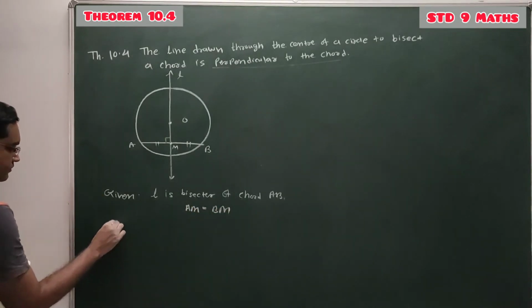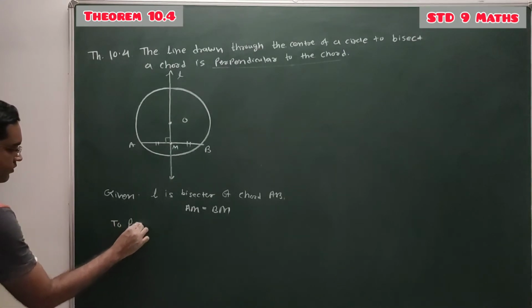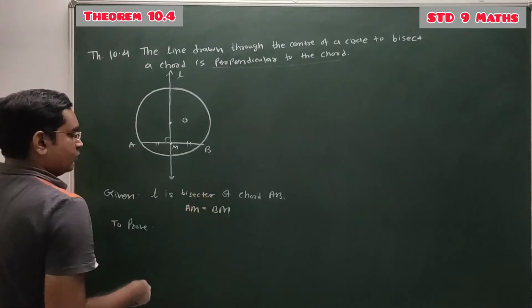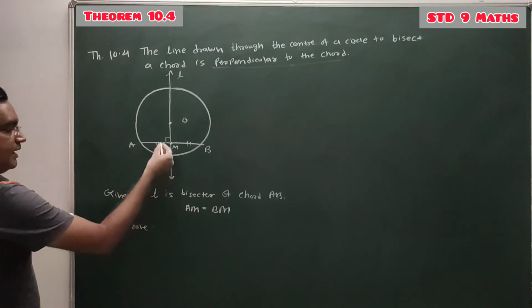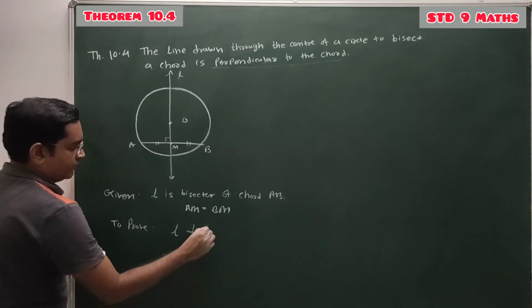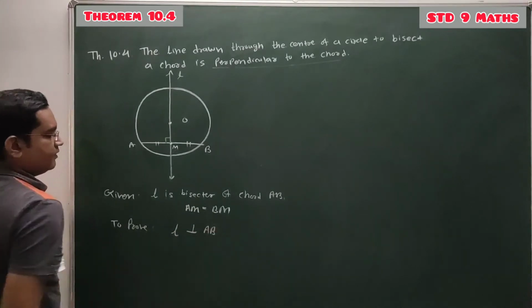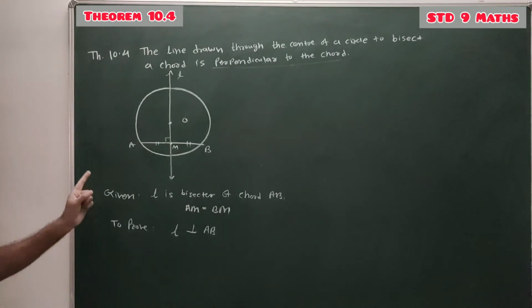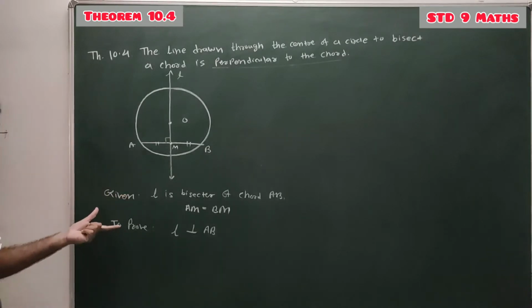And to prove, we have to prove that this line, which is the bisector of the chord passing through the center, is perpendicular to AB. So to prove L is perpendicular to AB, or line L, which is passing through the center and which is the bisector of AB, is perpendicular to AB. That you have to prove. Done. This is the converse of theorem 10.3.